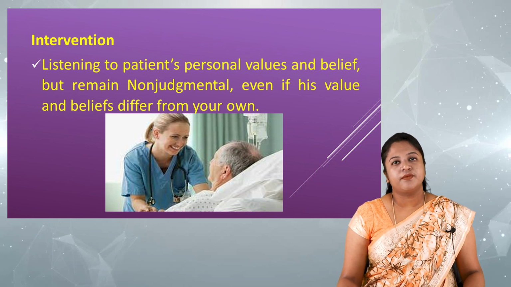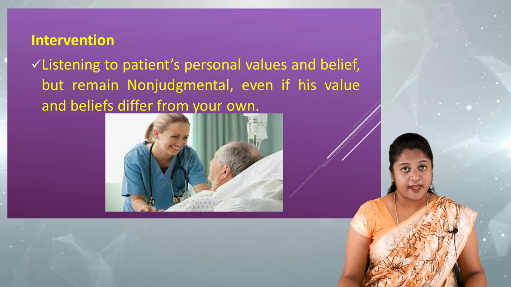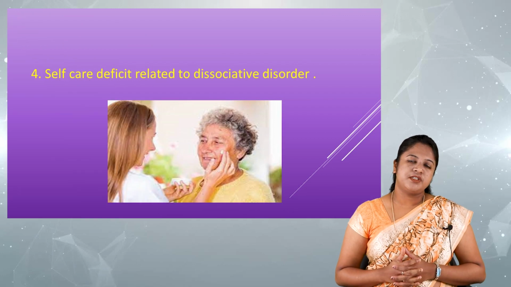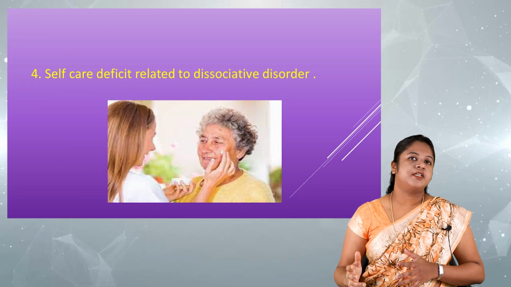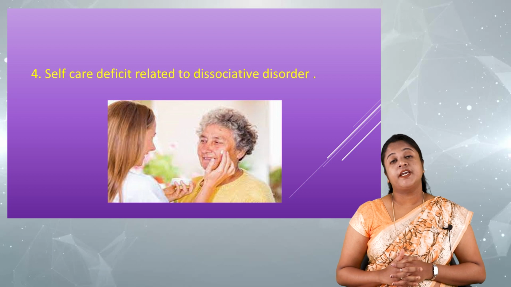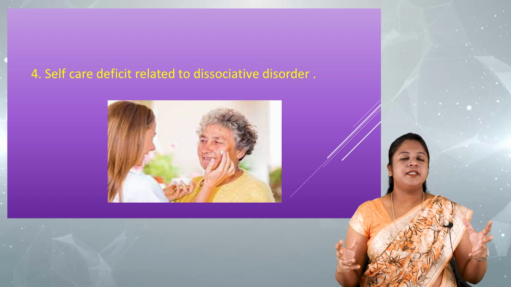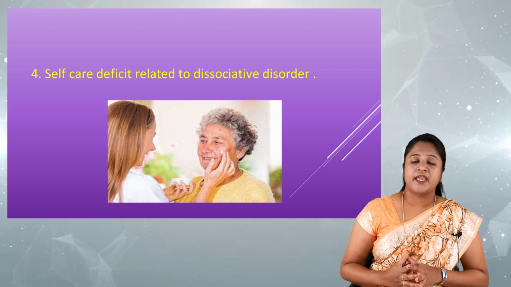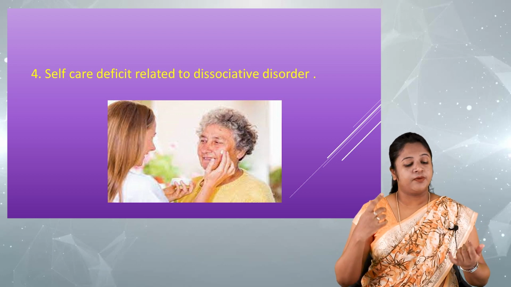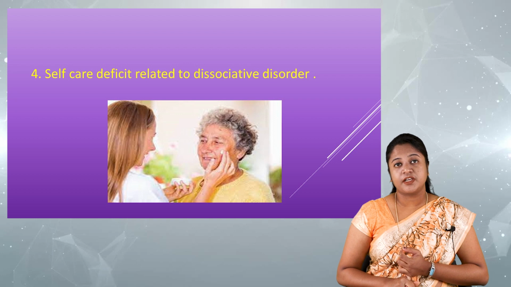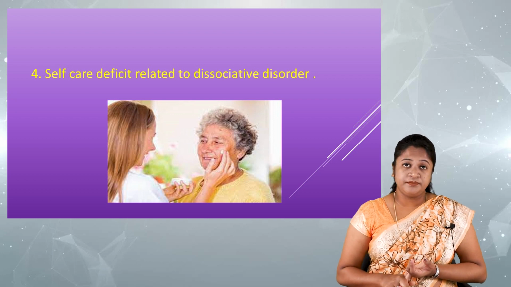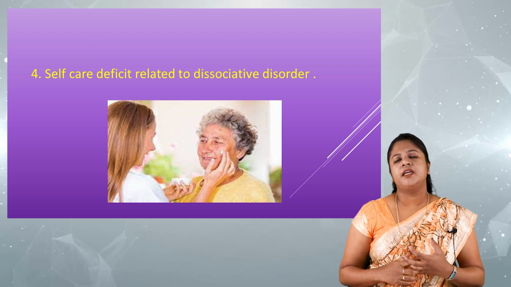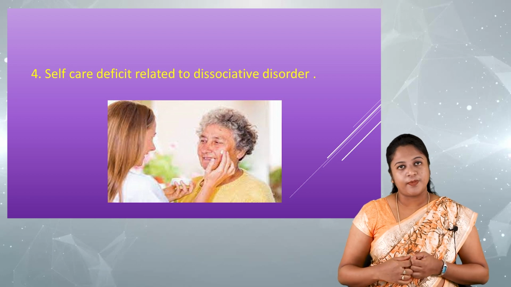So these are the interventions for the disturbed personal identity. The next nursing diagnosis is a self-care deficit related to dissociative disorder. So what is it? Because of the dissociation, the person is not able to take care of himself. It can be meeting the basic needs of the client or meeting the safety and security needs, anything. The needs of the client are not met by himself.